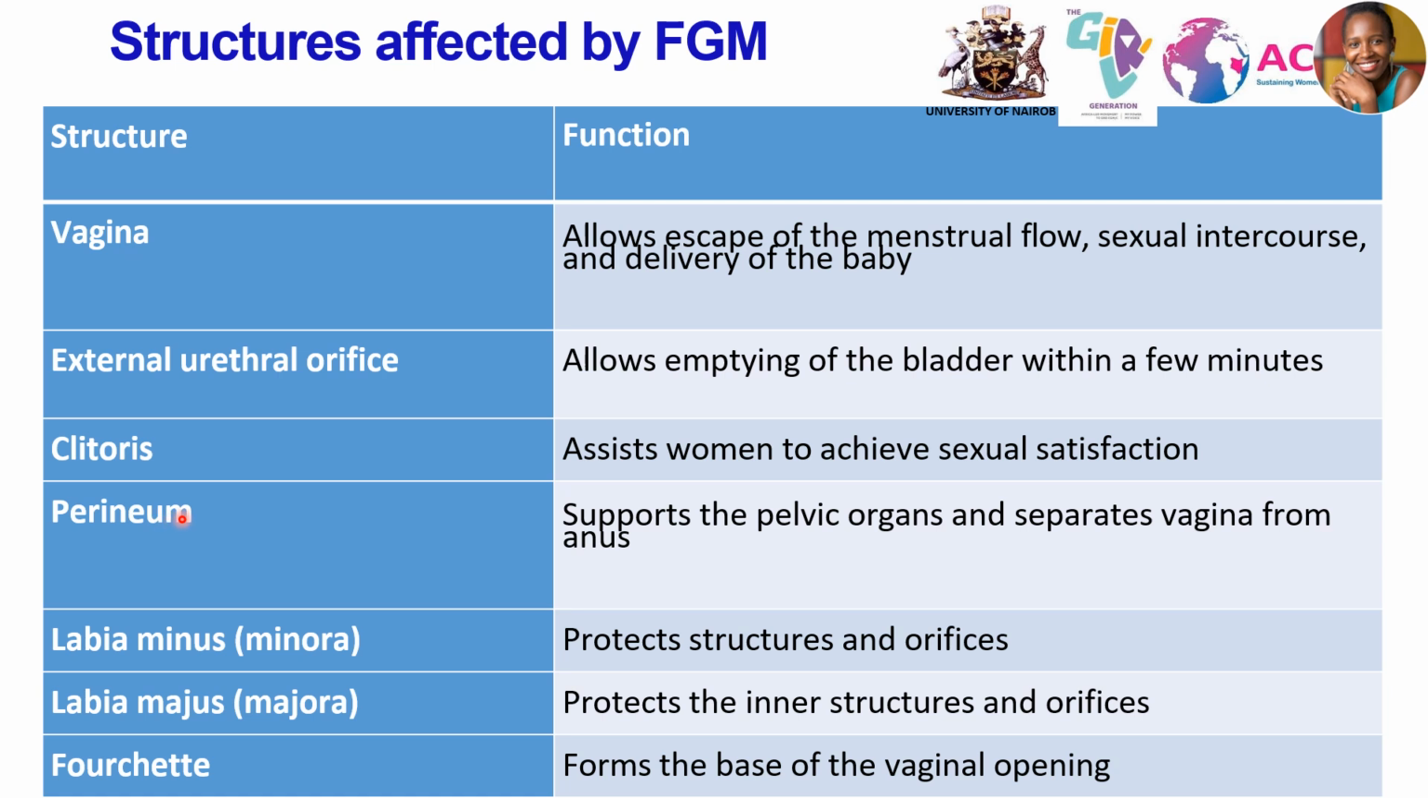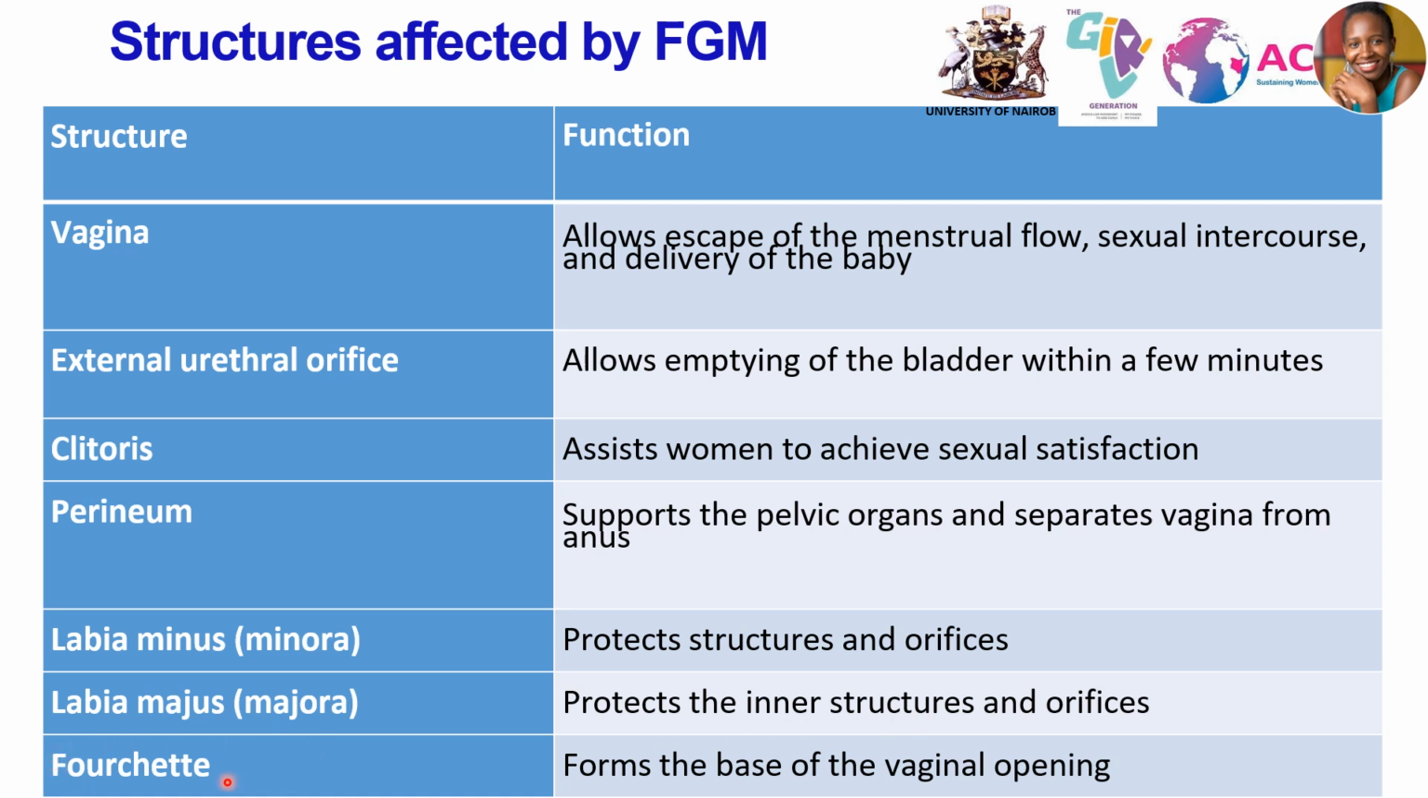And the other part is the perineum. This is an area which has muscles, or it's covered with skeletal muscles, and the agenda is to support the pelvic organs and separate the vagina from the anus. And then the labia minora, this protects the structures and the orifices. These have lips to just protect the structures and the orifice, and then the labia majora, they protect the inner structures also and the orifice.